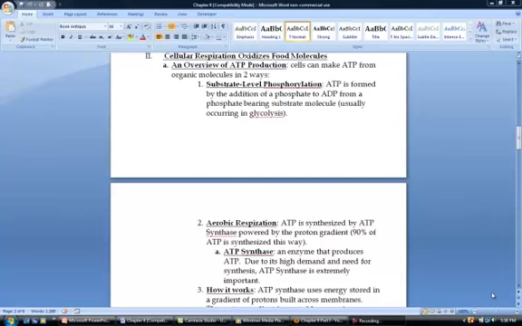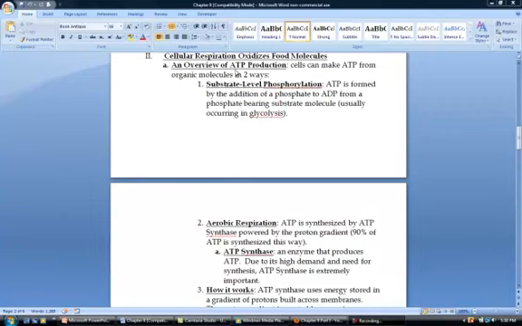Alright, so the second part here, we're going to talk about how we make ATP. So how we actually get energy from the food that we eat. And it's going to happen in two different ways, how we can actually make the ATP itself. So that first way you see there is called substrate level phosphorylation.